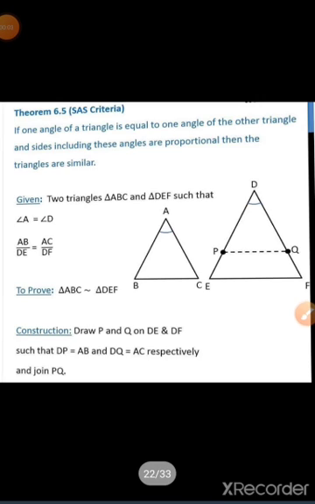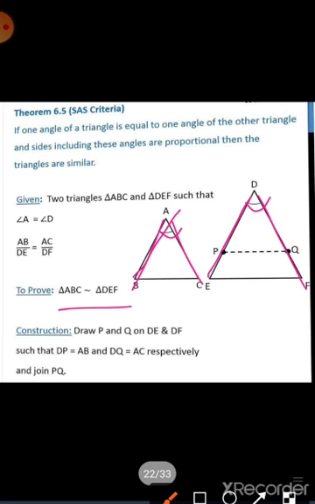If one angle of a triangle is equal to one angle of another triangle and the sides including these angles are proportional, then the triangles are similar. Here angle A is equal to angle D and the sides including angles A and D are in proportion. AB by DE is equal to AC by DF. We have to prove that these two triangles are similar.